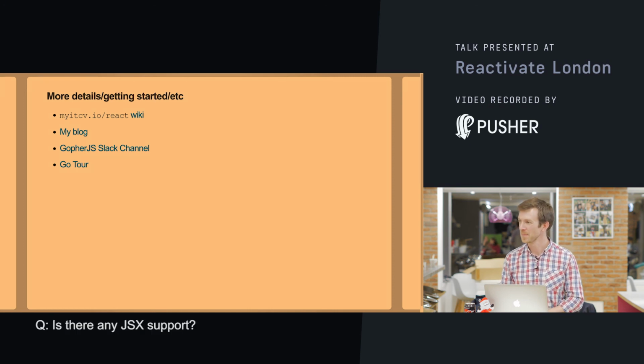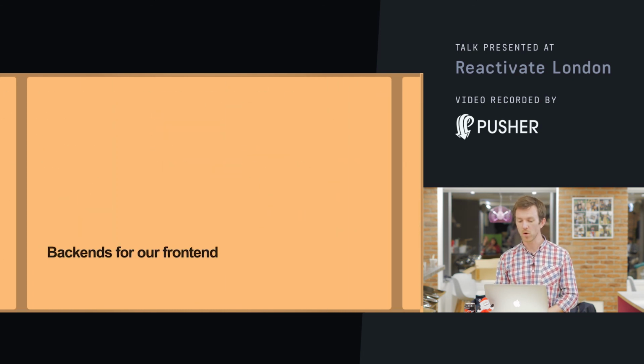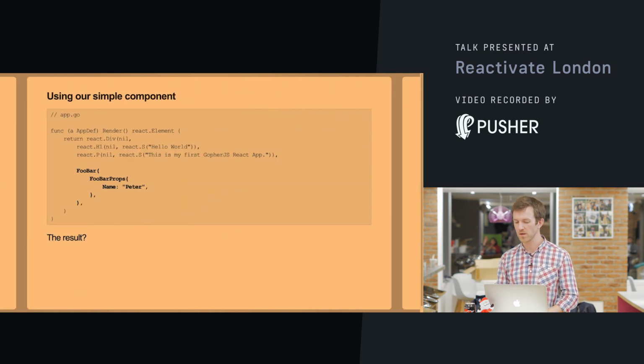Yeah? Is there any JSX support? That's a really good question. So no, there isn't. Let me go back to this example here, because this is typically where you would expect to see JSX. There isn't, because this is just taking Go and compiling it to JavaScript. Go has not been extended as a language. In fact, it's kept extremely tight.